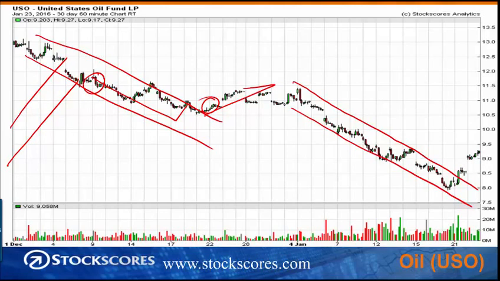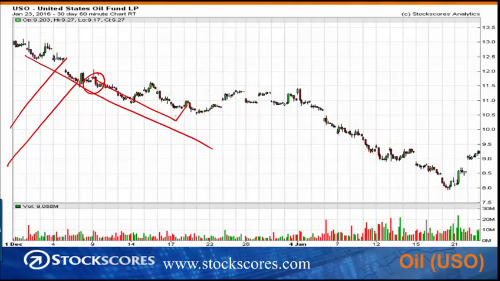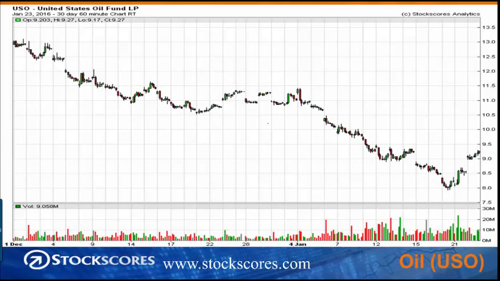So that is the way that I like to draw support and resistance, given sort of the greater efficiency of the market and how things are going. So what about oil now? Well, we could draw a line of resistance right there. That's our horizontal line of resistance.